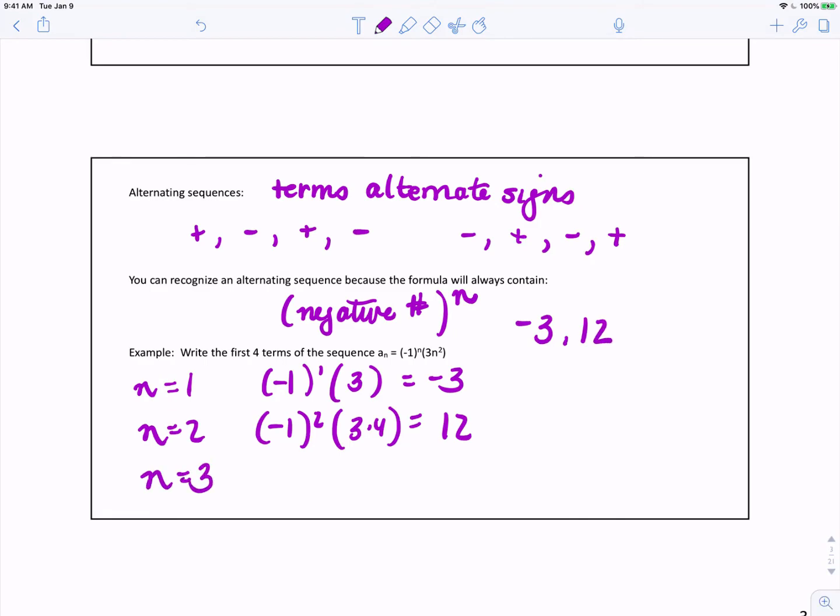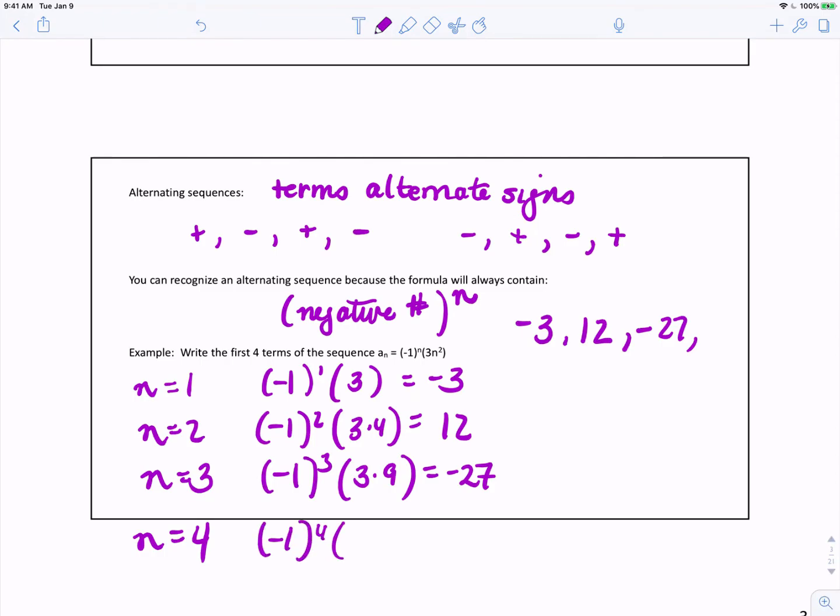When we plug in 3, we'll have negative 1 cubed times 3 times 9, or in other words, negative 27. So the next one's negative. We're expecting the 4th term to be positive. Here, why don't I pause for a second? Find out what the 4th term is equal to. Okay, let's just check. So that would be negative 1 to the 4th times 3 times 16. And again, that's going to be positive 48.